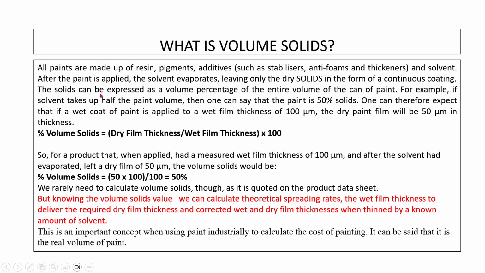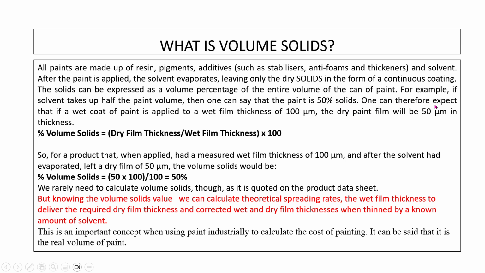The solid can be expressed as a volume percentage of the entire volume of the can of paint. How much solids are there in the can of paint? For example, if the solvent, water or oil, takes up half of the paint volume, then one can say that the paint is 50% solid, 50% solvent.